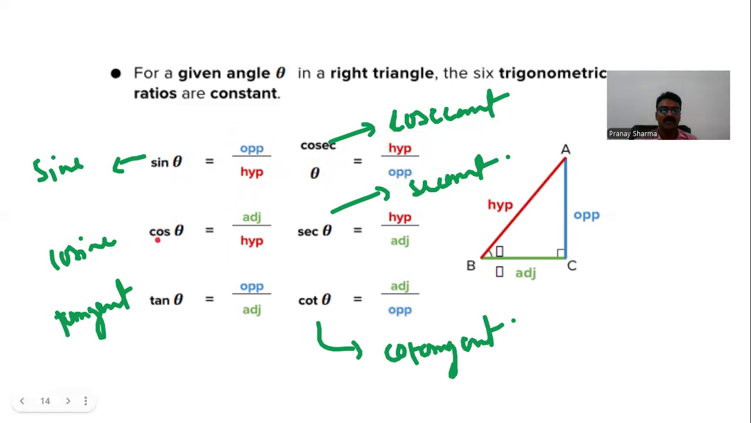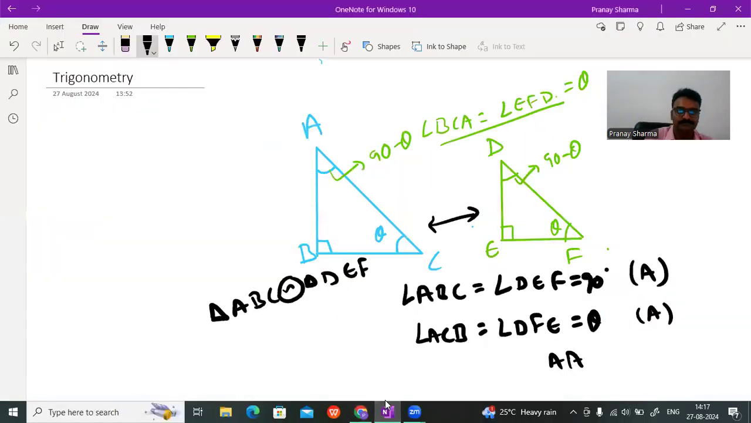Similarly, we have cos theta when we have adjacent upon hypotenuse, right? And secant is the reverse of cos, right? So how do we learn this, and how do we remember all this stuff? So let us jump to our slides again. We'll take the same example, this example, right?